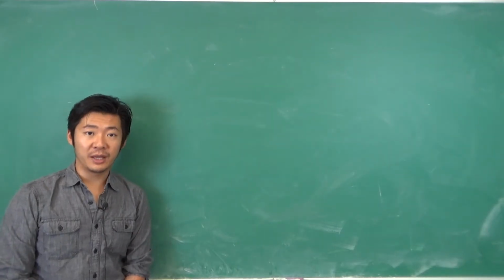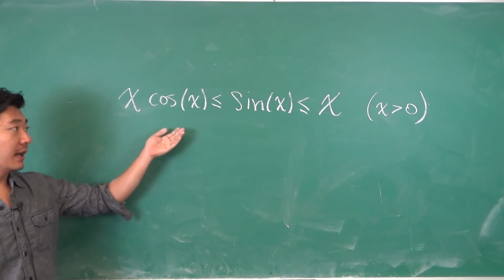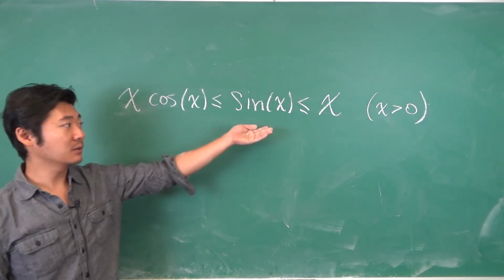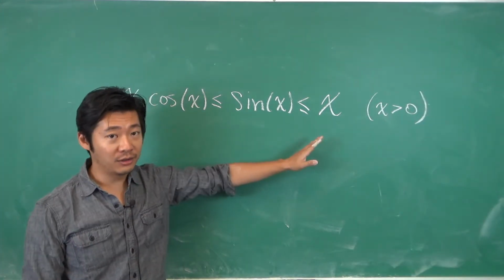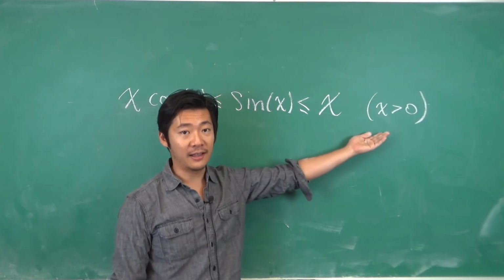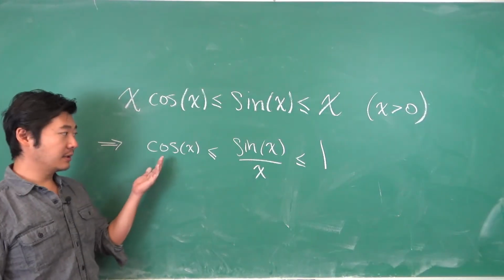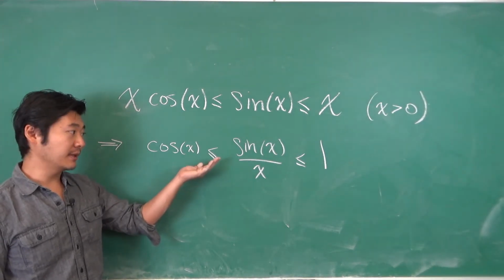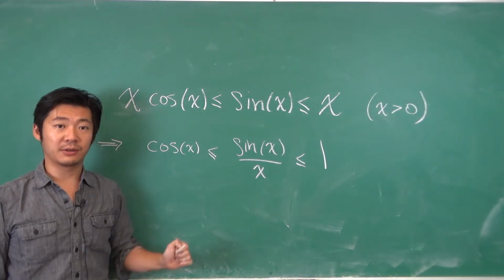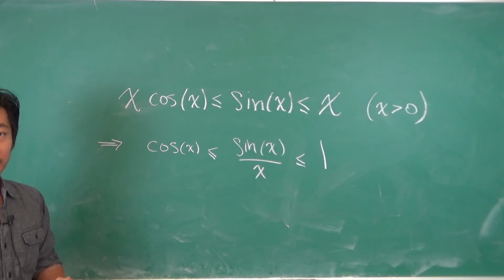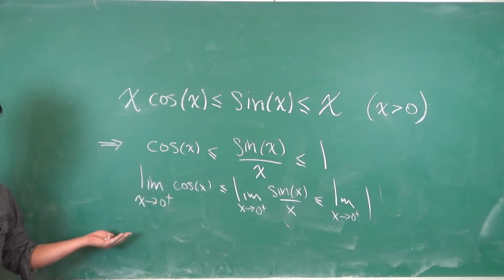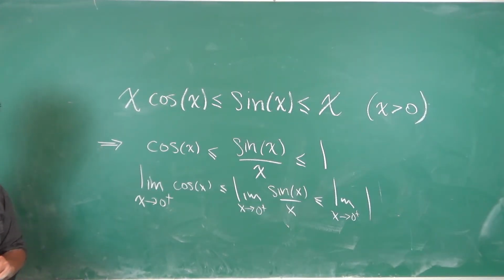Now putting our two claims together, we have x cosine x is less than or equal to sine of x, which is less than or equal to x. Now in our claim, we were assuming that x is greater than 0. And so we get that cosine of x is less than or equal to sine x over x, which is less than or equal to 1. And so if we take the one-sided limit by squeeze theorem, we could basically say something like this.